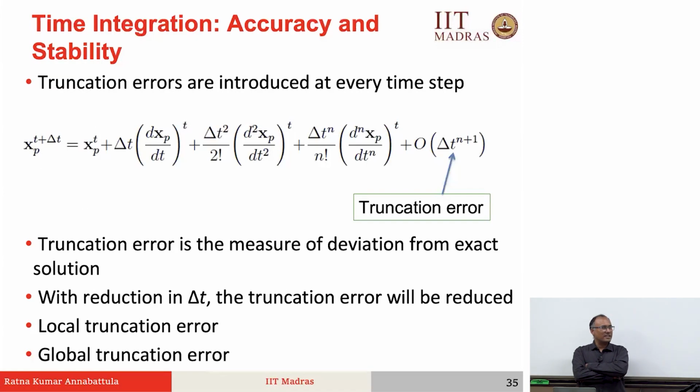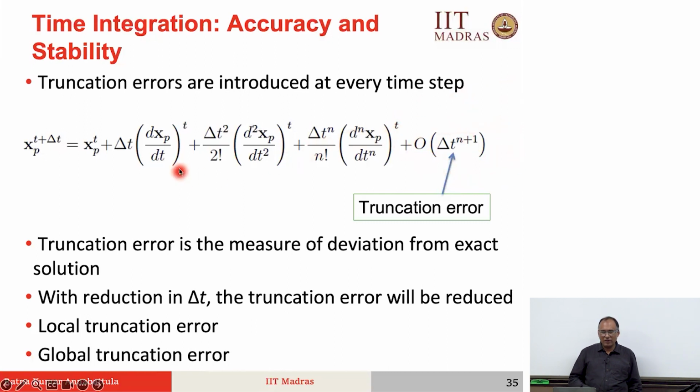What kind of errors can creep into our DEM simulation? Typically, if you are calculating the x position of the particle at time t plus delta t, you can write the Taylor series expansion of that, right? So if you are expanding this until the nth term, and then you have order of n plus 1 terms. If you only consider up to here, then there is some value that is left out as a truncation error. That means you are not considering that.